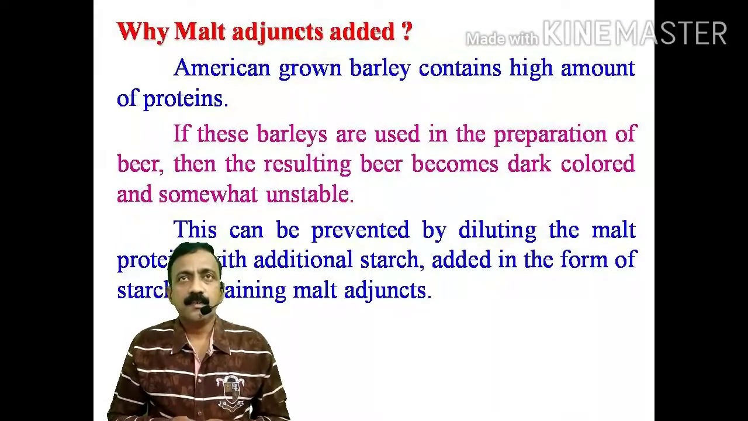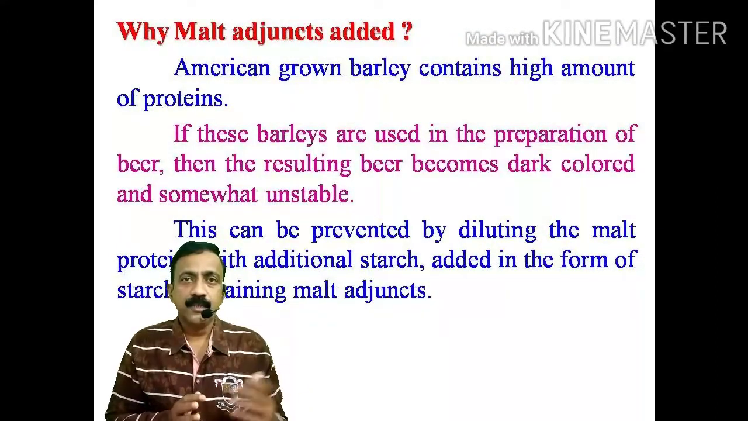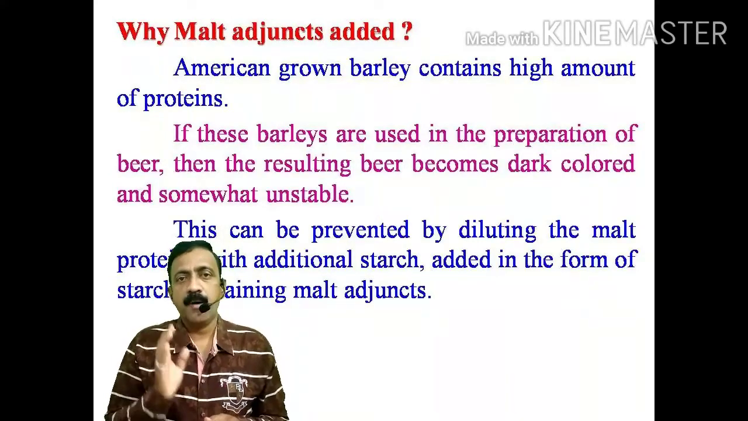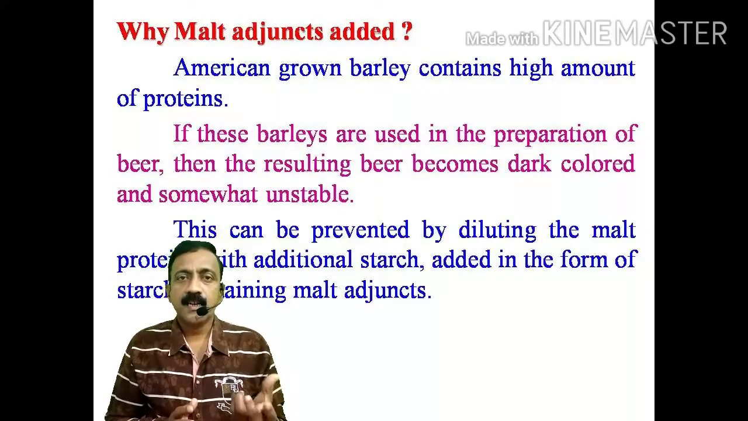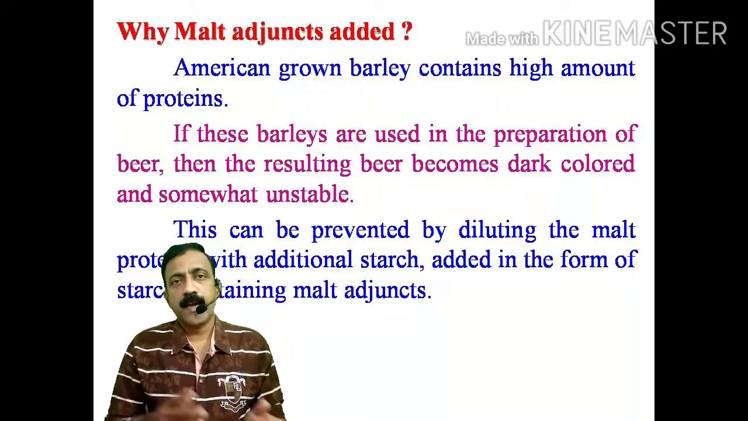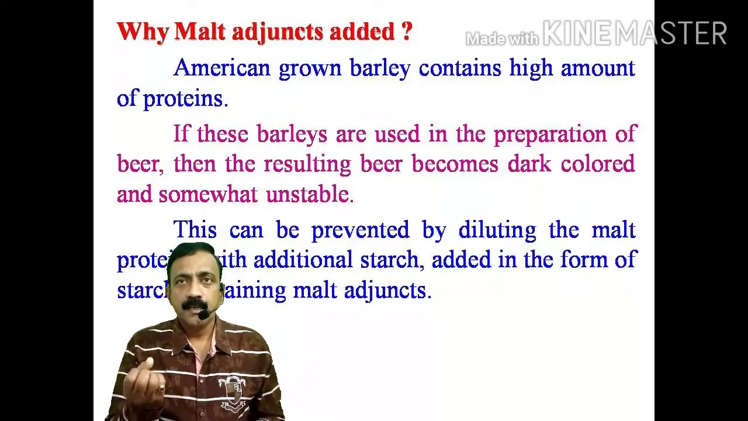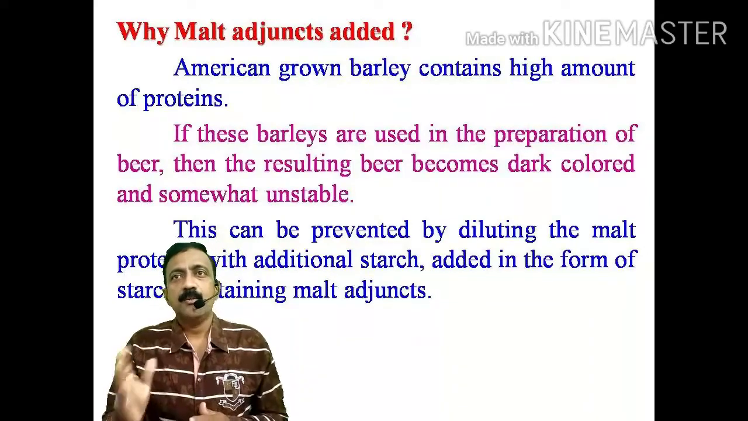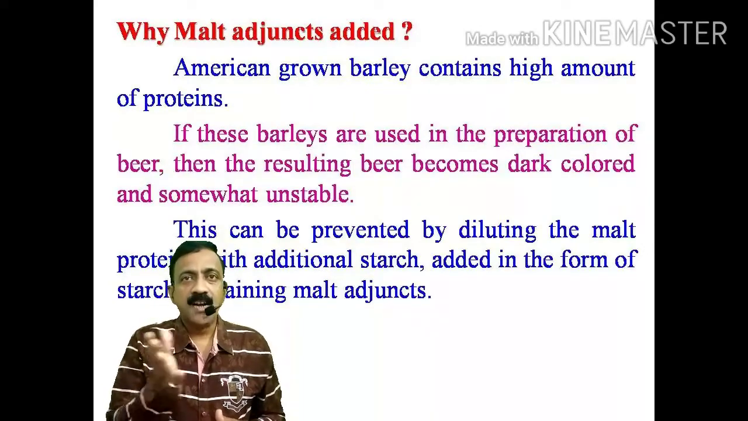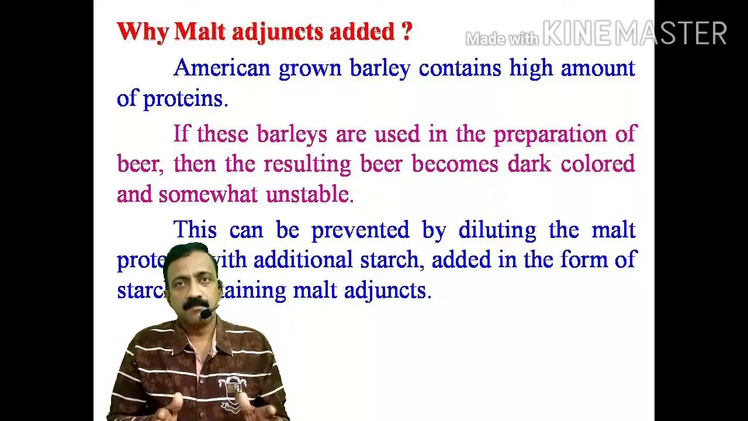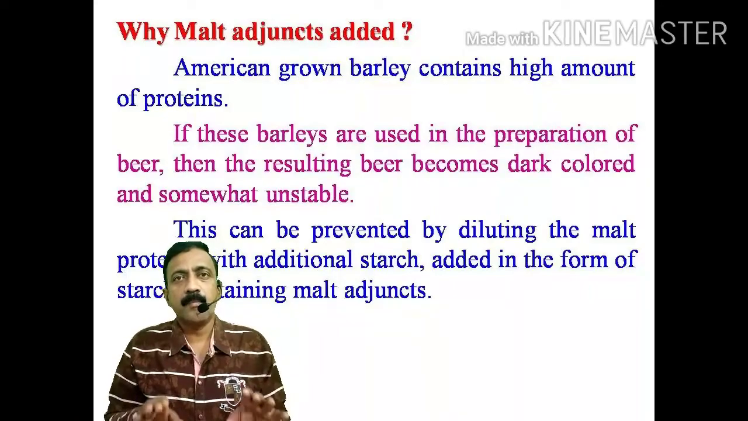Why is there a need to add malt adjunct in the beer? Many times, especially in American barley grains, they contain a high amount of protein. If you use such barley grains directly for fermentation, then the beer is very dark in color and unstable. So we want to prevent this by adding the malt adjunct, that is additional starch. This additional starch maintains the stability of the beer.